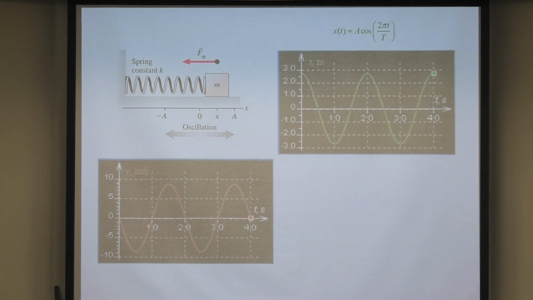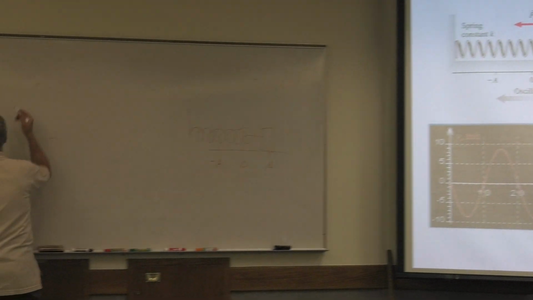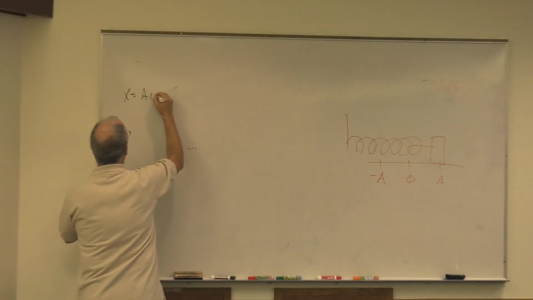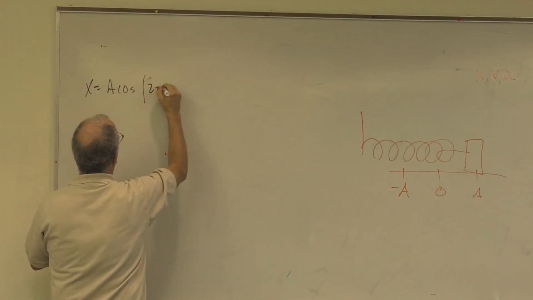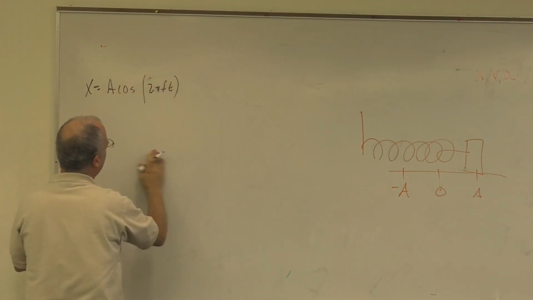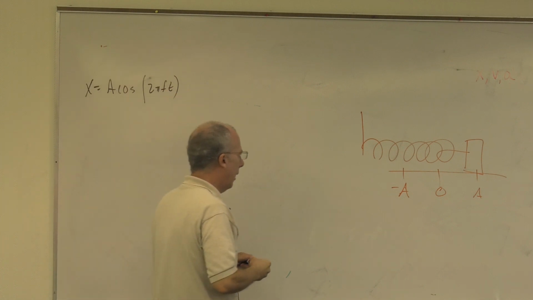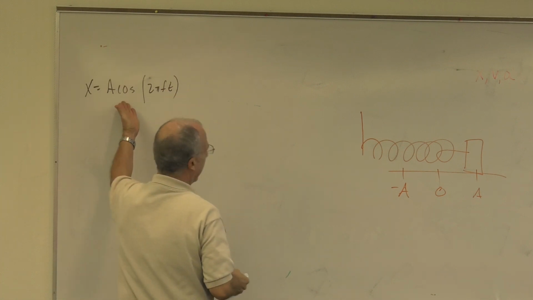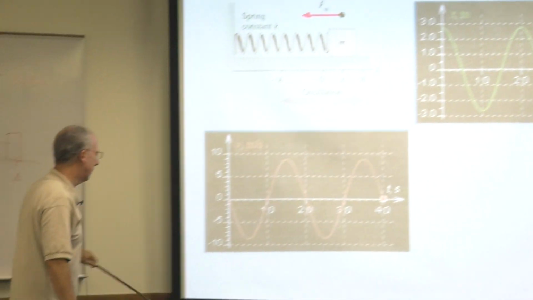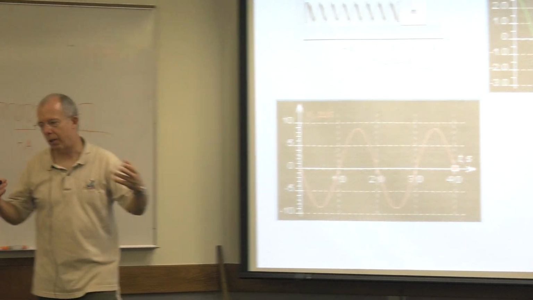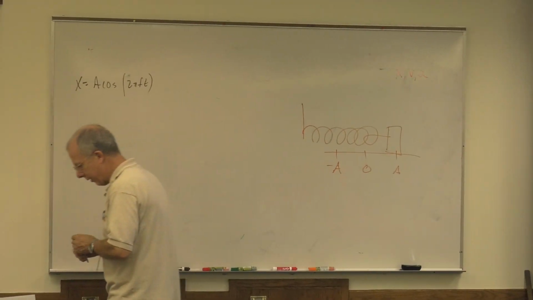Now, let's see. We had x equals A cosine 2 pi ft. It doesn't matter how you put it, but it's a cosine. The x is a cosine. So this is cosine. That's what I mean: you need to know your trig functions and your graphs.